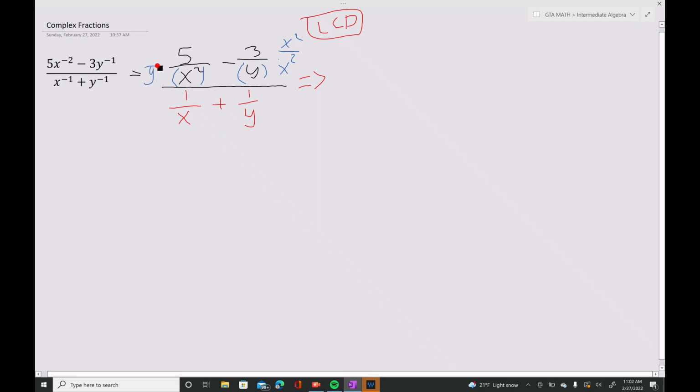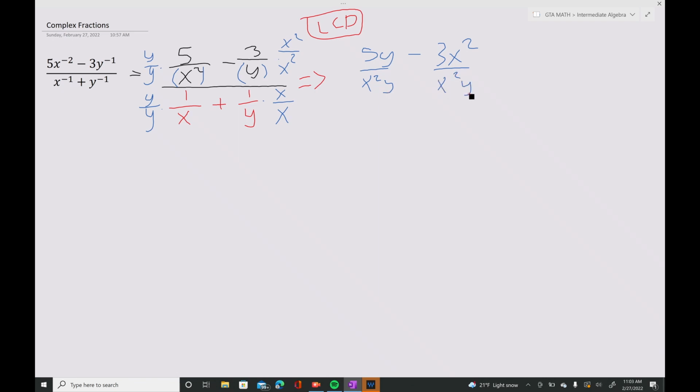And right here, we're going to multiply this by y over y. And then here, we're going to do the same thing. This is missing a y. So it's going to be y over y. This is missing an x. So we're going to multiply horizontally. So 5 times y is going to be 5y minus, and then this is going to be 3x squared, because 3 times x squared is 3x squared. And then the new denominator is going to be x squared y.